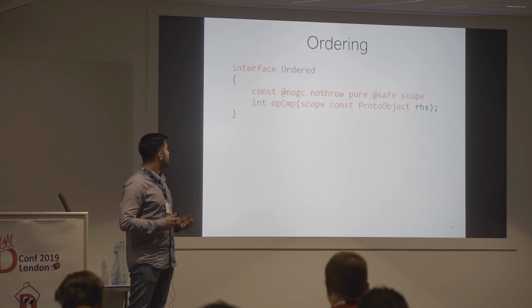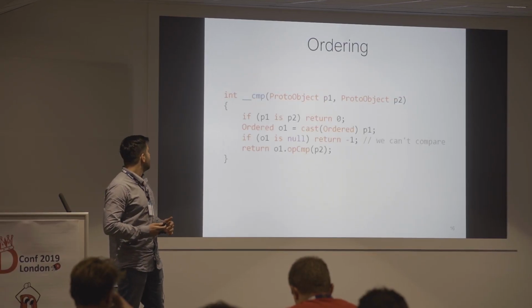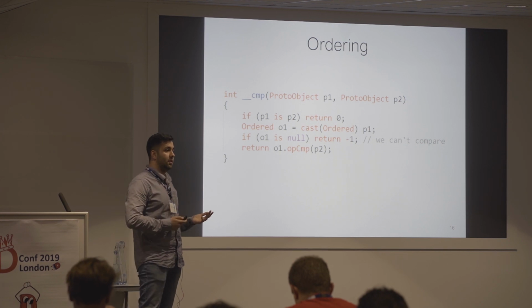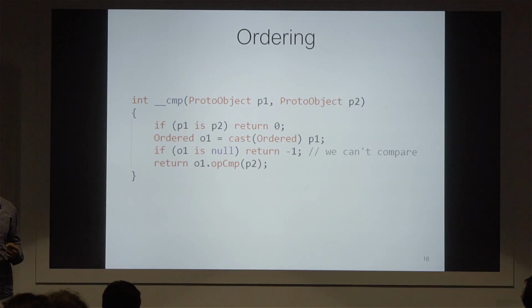So this is the interface. Our interface takes a proto object. The reason why it takes a proto object and not an ordered is that most likely in your implementation, you are going to do a dynamic cast from proto object to your desired type. And if we would have taken an ordered, then instead of doing only one dynamic cast, you would have ended up doing two dynamic casts. So it's more of an optimization.